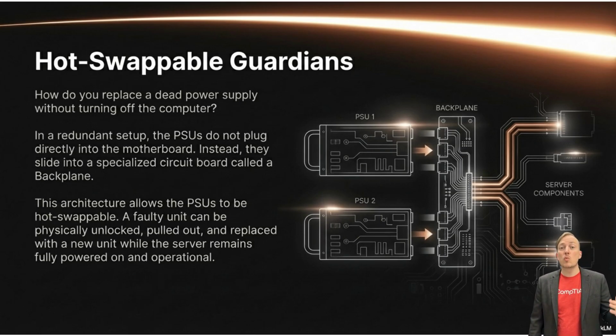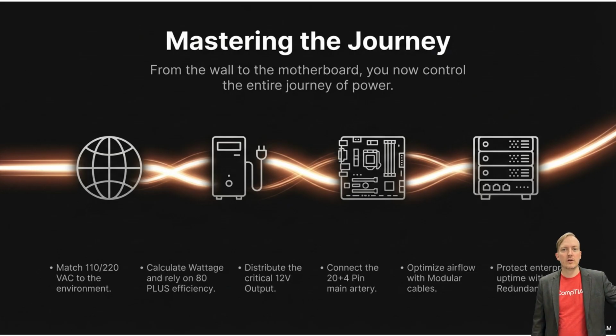So, how do you replace that dead power supply without turning off the computer? You use hot-swappable guardians. In a redundant setup, the PSUs do not plug directly into the motherboard. Instead, they slide into a specialized circuit board called a backplane. This architecture allows the PSUs to be hot-swappable. A faulty unit can be physically unlocked, pulled out, and replaced with a new unit while the server remains fully powered on and operational.